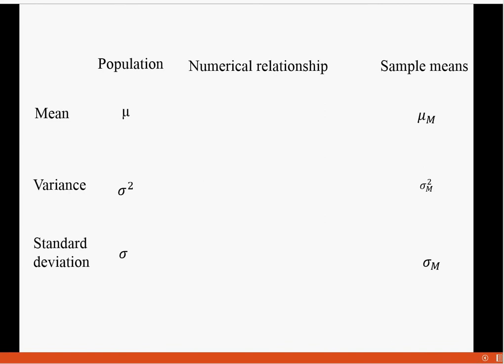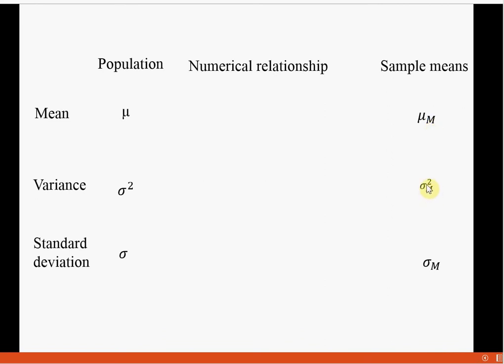Here we use some notations. We have the notation that we learned before about the population: population mean, population variance, and the population standard deviation. Now we introduce this set of new notations for sample means. This is the mean of sample means, so mu sub m. M here obviously means sample means. The mean of sample means.